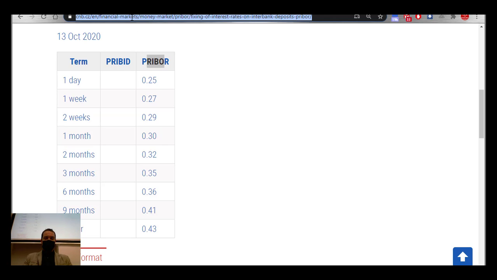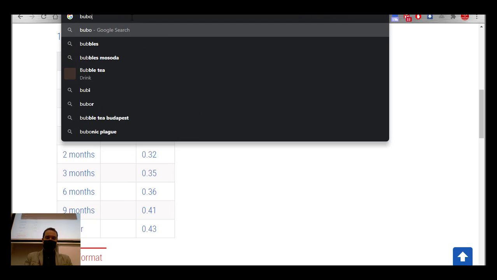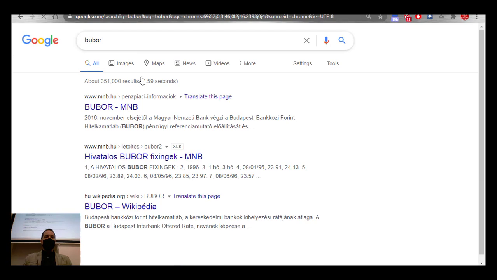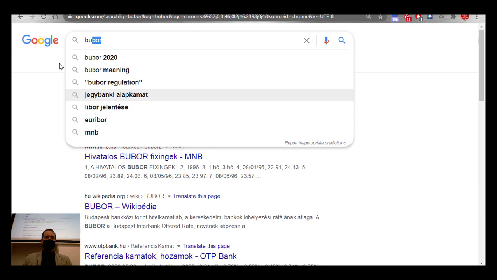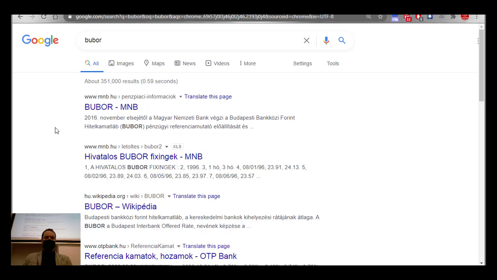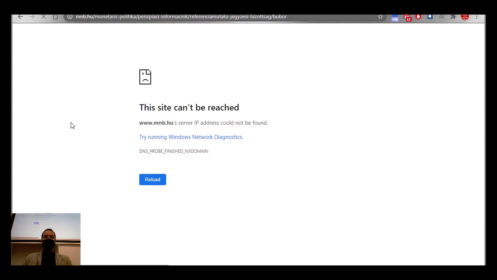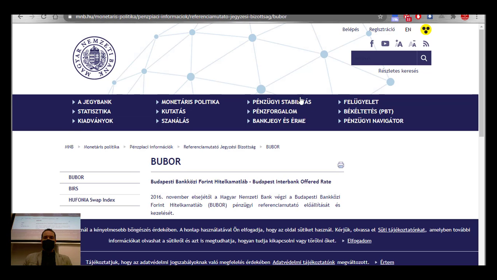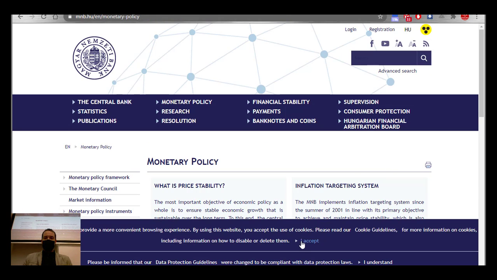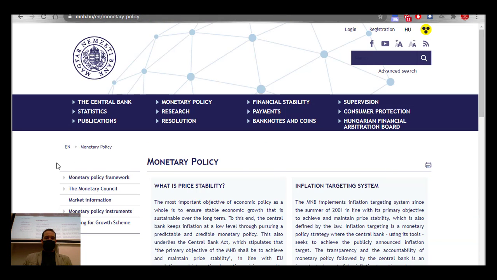Also, we can find the same thing for Hungary. Usually, if something is ending in BOR, then it's an interbank market-related issue. Once it's loading in, sorry, it's in English. Accept, understand, and that is my data. Yeah, it's not there. Whatever.